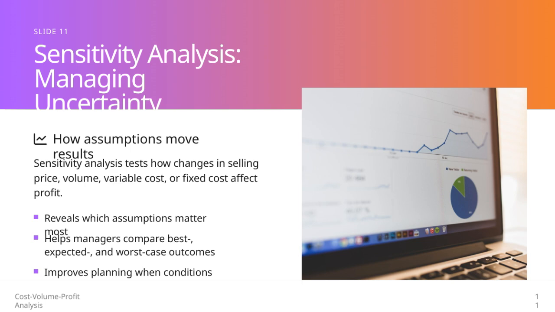It also allows managers to compare different scenarios, whether it's the best case, expected case, or worst case, giving a clearer picture of potential outcomes. By doing this, sensitivity analysis improves our planning process, especially when we're dealing with unpredictable market conditions. This approach is closely linked with cost-volume profit analysis, making it easier to understand how costs and sales volume interact to affect profitability. Overall, it's an essential technique for making more informed and confident business decisions amid uncertainty.